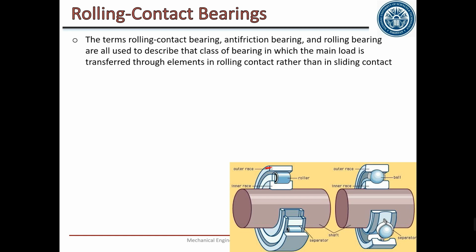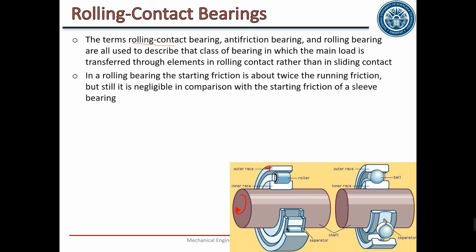Let's say this external part is stationary and this part is rotating. Due to rotation of this element, these rollers rotate and the contact is rolling. That's why we call it a rolling contact bearing. In a rolling bearing, the starting friction is about twice. Starting friction is always higher, and once the parts start moving, the friction reduces.